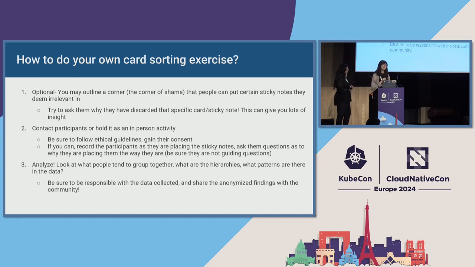And then obviously you contact participants. It can be a bit tricky to source participants sometimes, but once you do, be sure to follow ethical guidelines, gain their consent, things of the sort. And I would also highly recommend getting a video, if you can, of the participant sorting out the cards so that you can see their rationale.